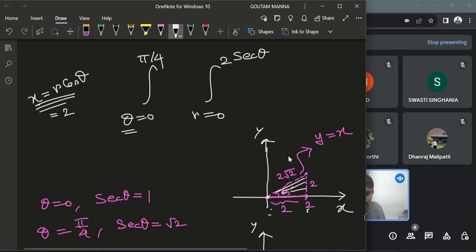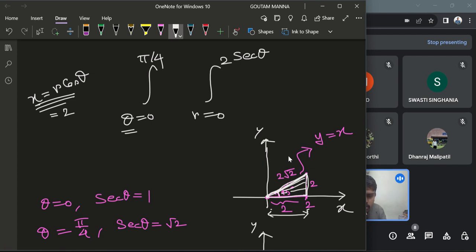So the x integration region is limited from 0 to 2. And theta we are moving from 0 to 45 degrees, pi by 4. So at 45 degrees, the value of r will be 0 to 2 root 2, because if I put theta equals 45 degrees, sec theta will be root 2, and 2 times root 2. This length is 2 root 2. So basically our region will be this triangle.